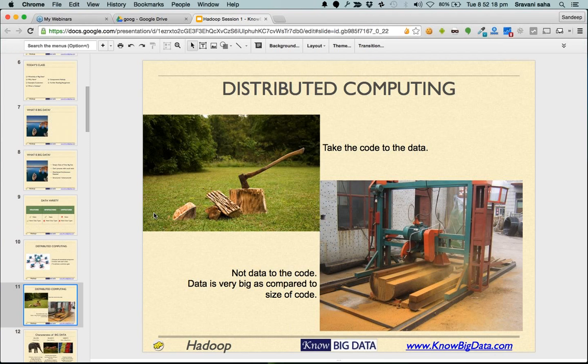For example, here we are taking the code, as in here you can say we are taking our operator, which is our tool, right? You can see we have taken the axe to the tree. In the second picture, we brought the wood to the tool, right? This is not something which we prefer when we deal with big data. We always try to move the code instead of data. The reason being, the data is generally huge in size, and therefore it doesn't make sense to carry it.